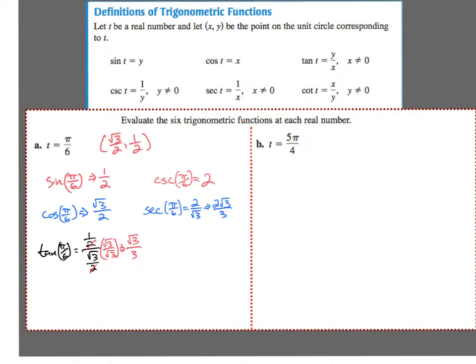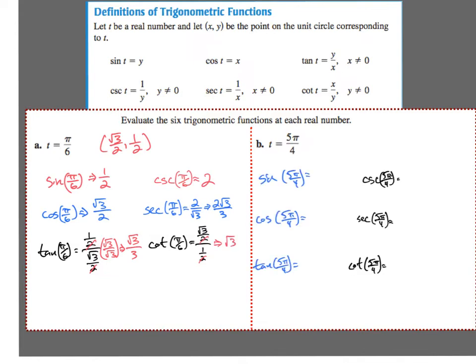And then who's tangent's buddy? Cotangent. How do I want you to think of cotangent? The x over the y. So what's the x? Square root 3 over 2 over the y of 1/2. So what happens? The 2's cancel. I'm left with square root 3 over 1, which we can just call what? Square root 3. Okay? I'd like you to do 5 pi over 4.